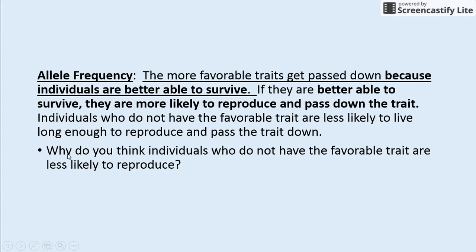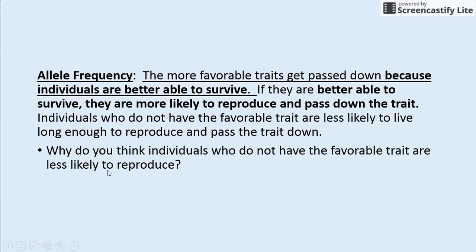All right, so now we're going to give this whole concept a term. So what this is called is allele frequency, and all that is the more favorable traits get passed down because individuals are better able to survive. So if you're better able to survive in your environment, you're going to live long enough to have babies and make more babies that are able to survive. If they are better able to survive, they are more likely to reproduce and pass down the trait to their babies. Individuals who do not have the favorable trait are less likely to live long enough to reproduce and pass the trait down because more than likely they're going to get killed or eaten before they have a chance to have a baby.